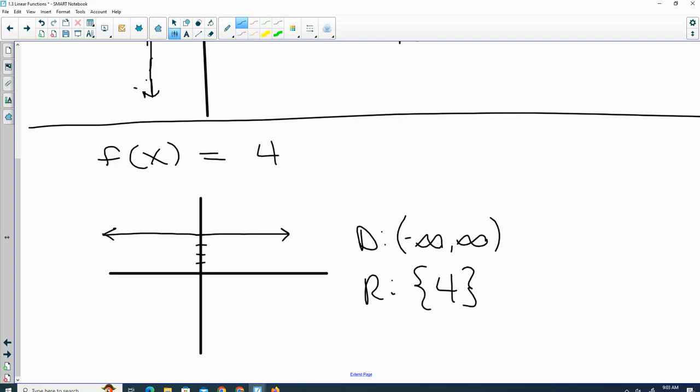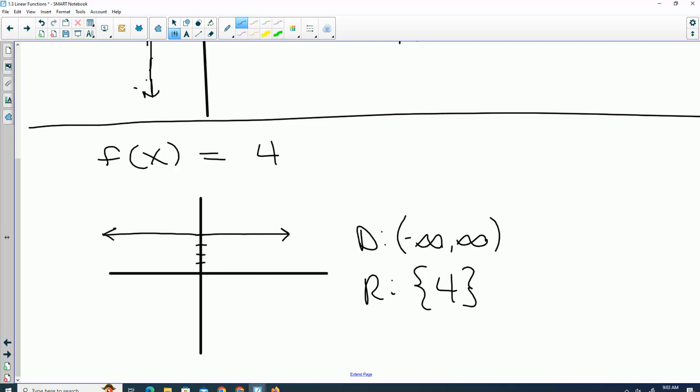So every line has a domain and range of negative infinity to infinity except horizontal and vertical lines. Vertical line just has a single domain value, horizontal line just has a single range value. Right, do we remember the graphs and that okay?